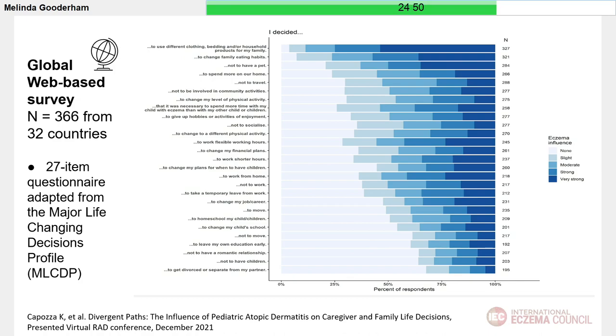So the most obvious top three that eczema influenced were buying different clothing, bedding, and other household products, and changing the family eating habits. We also heard a lot about that earlier, about this must be related to the food, so we can't have this food in the house. So not only is the child's diet changing, but the whole family's diet is changing. It also affects whether they have a pet.